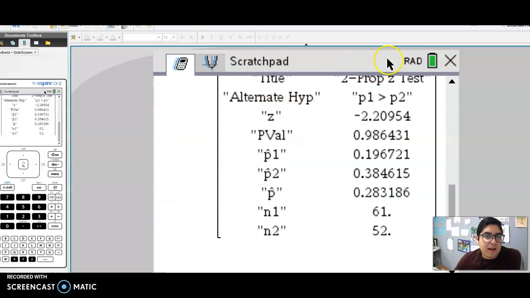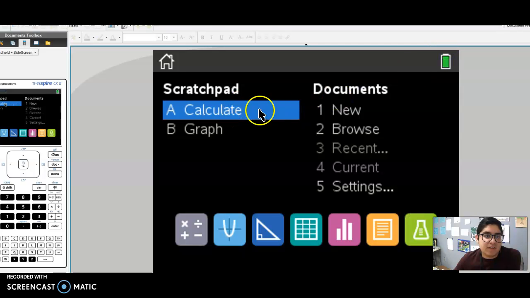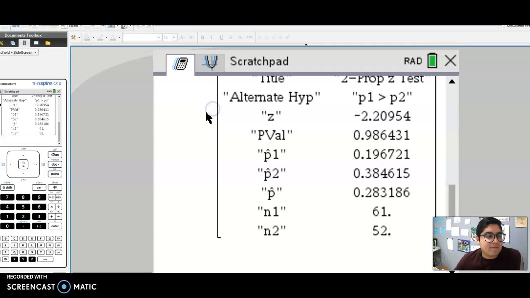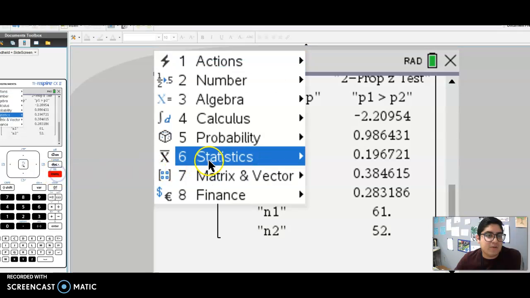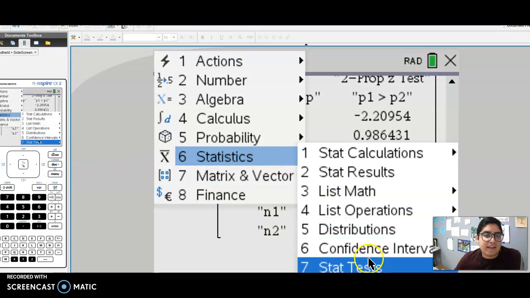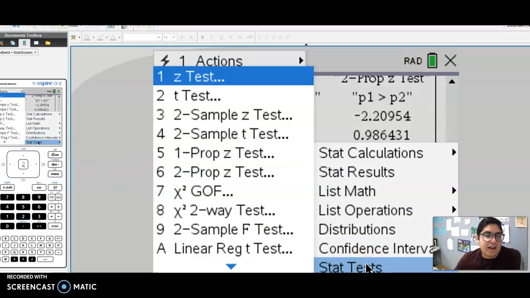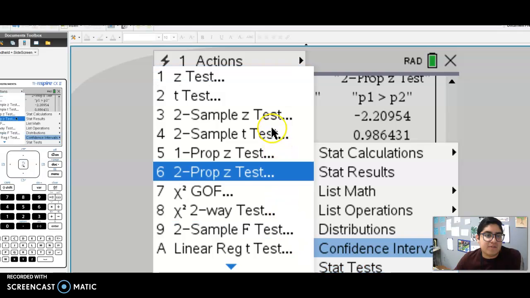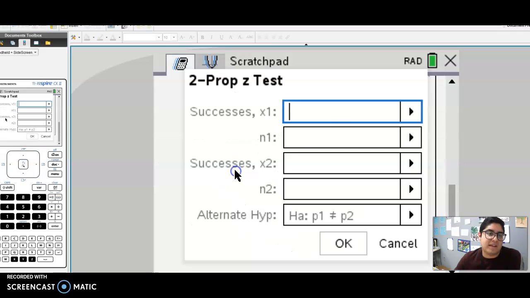Now, I will show you how to do this in the calculator here. You're going to open up your calculator, and again, we're going to go to, not the documents, we're going to go to Scratchpad. We're going to select Menu, Statistics, and we're looking at a statistics test. Again, it's tempting to do a 2-sample z-test, but remember, we're looking at the difference of proportion, so it's a 2-prop z-test. You'll also notice that if you did the 2-sample z-test, you don't have any sigmas here. There's no standard deviations because we're looking at categorical data. So this is all based on counts.